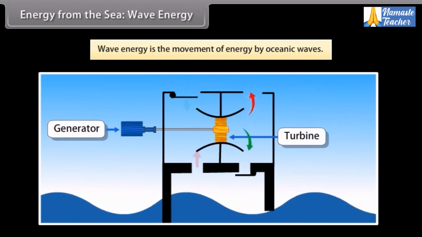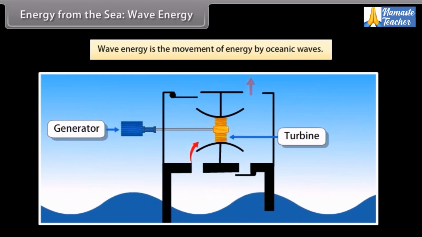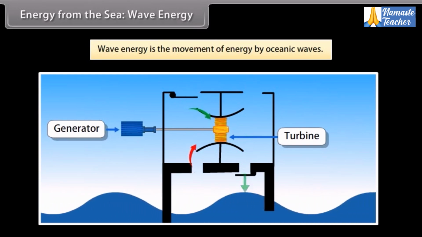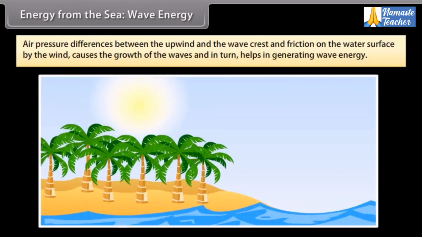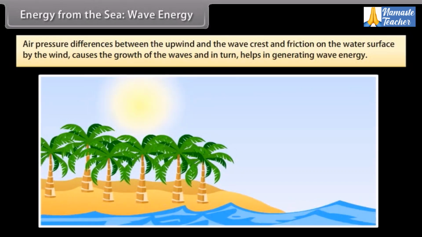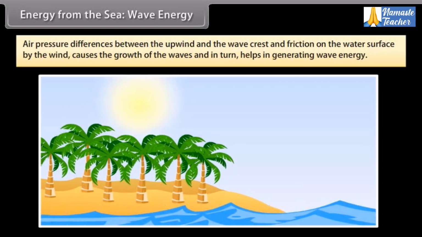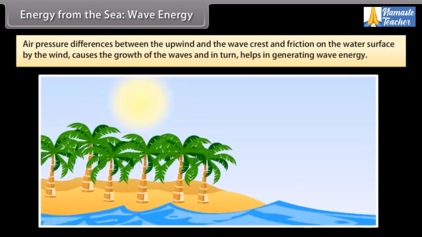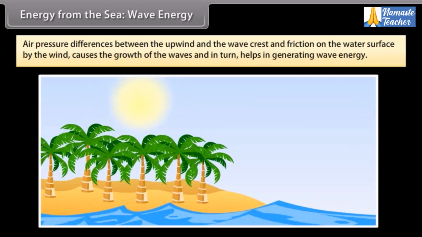As long as the waves move slower than the wind speed above the waves, there is an energy transfer from the wind to the waves. Both air pressure differences between the upwind and the wave crest, as well as friction on the water surface by the wind, make the water undergo shear stress that causes the growth of the waves and in turn helps in generating wave energy.